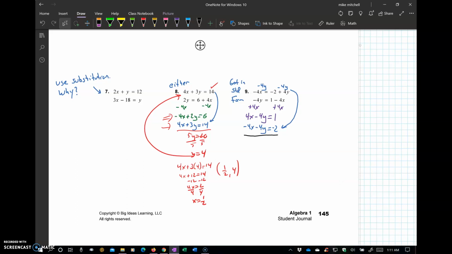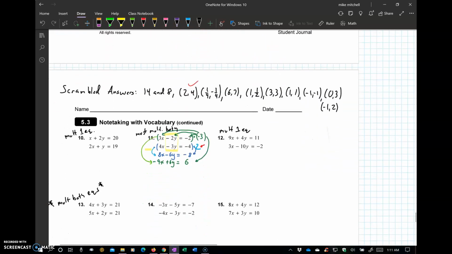Number 9, you notice already, I already got it started for you. Put it into standard form. It wasn't in standard form. I didn't have a y equals like this one over here, which would have made an easy substitution. Blue goes to blue, purple goes to purple. That's how I got those equations set up. You'll see that got the opposites once I got them in standard form.